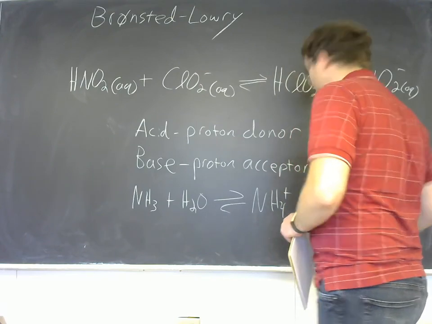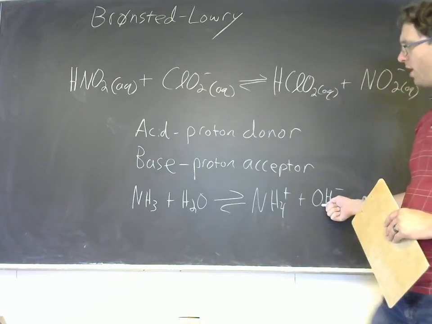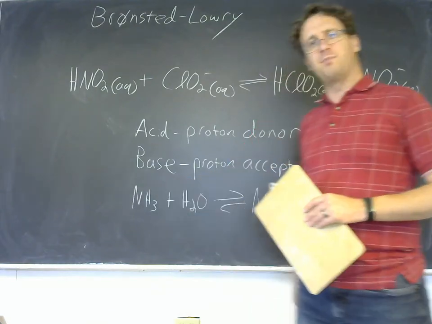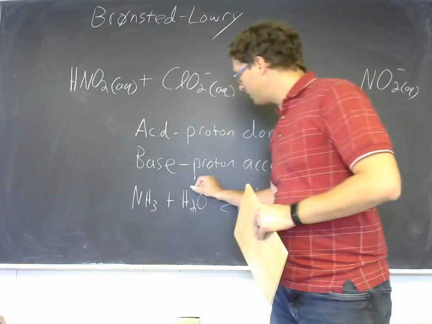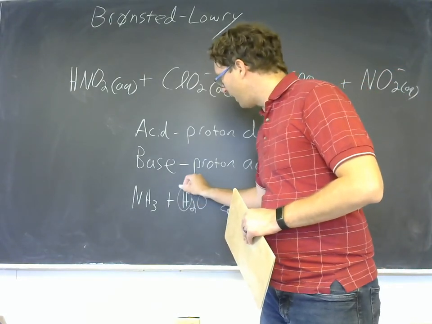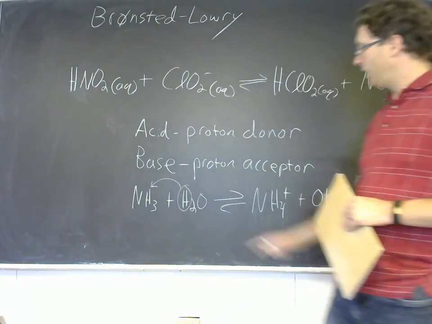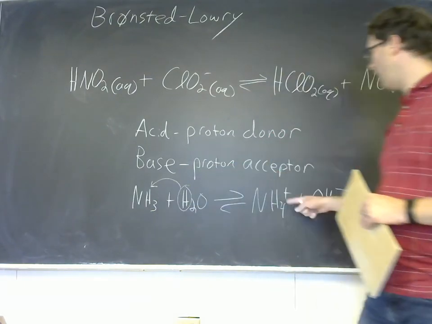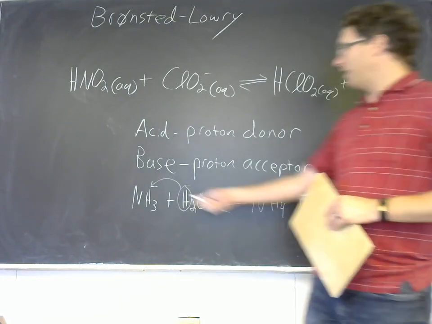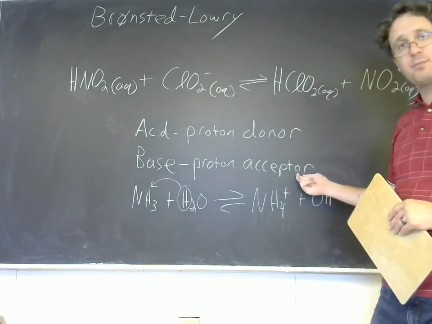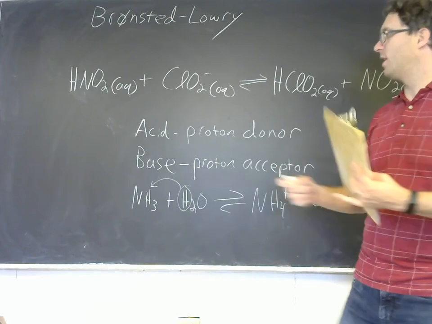OH minus. Now, Arrhenius theory says, well, we've got OH minus as a product, and therefore NH3 is a base. But Bronsted-Lowry theory doesn't care about OH minus. What Bronsted-Lowry theory notices is that a hydrogen has been donated to the ammonia. It went from NH3 to NH4 plus. And so that made NH3 a proton acceptor, and that made NH3 a base. And this definition is going to be a lot more versatile.